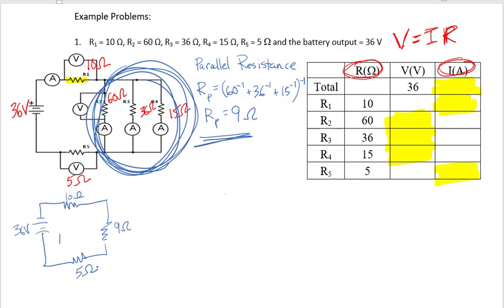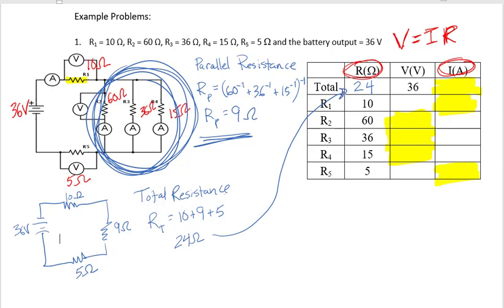Then we can figure out what the total resistance is, because now these 3 resistors are in series with each other. So RT is equal to the sum of the resistors, 10 plus 9 plus 5, which comes out to be 24 ohms. So we can put that in our table over here: 24 ohms.